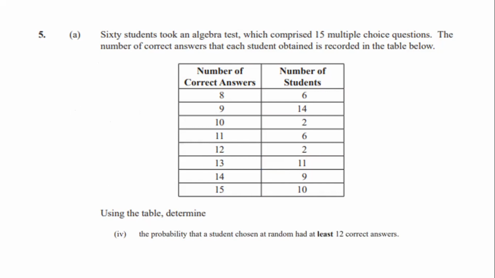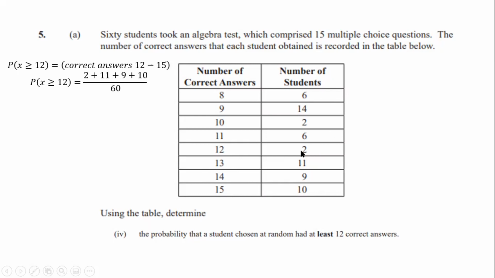Part 4 now says, using the table, determine the probability that a student chosen at random had at least 12 correct answers. So we're looking for the probability that X is greater than or equal to 12. So we're looking for correct answers that range from 12 to 15. So we're looking at the number of students: 2, attached to 12, plus 11 attached to 13, plus 9 attached to 14, plus 10 attached to 15.